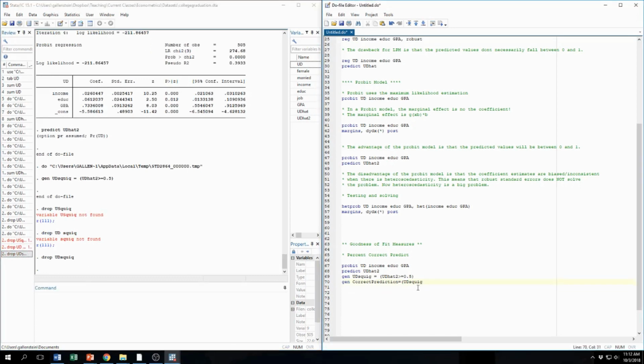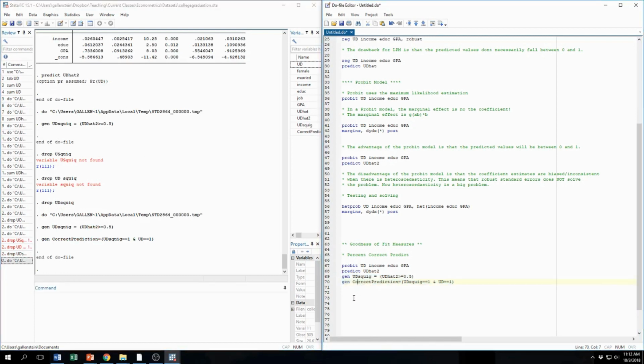All right, it's going to equal 1 if UD squig equals 1 and UD equals 1. So this is going to be a dummy variable, equal to 1 if our prediction correctly predicts the outcome. If UD squiggle equals 1 and UD equals 1, that would be a correct prediction. It will equal 0 otherwise. All right, so let's generate that.